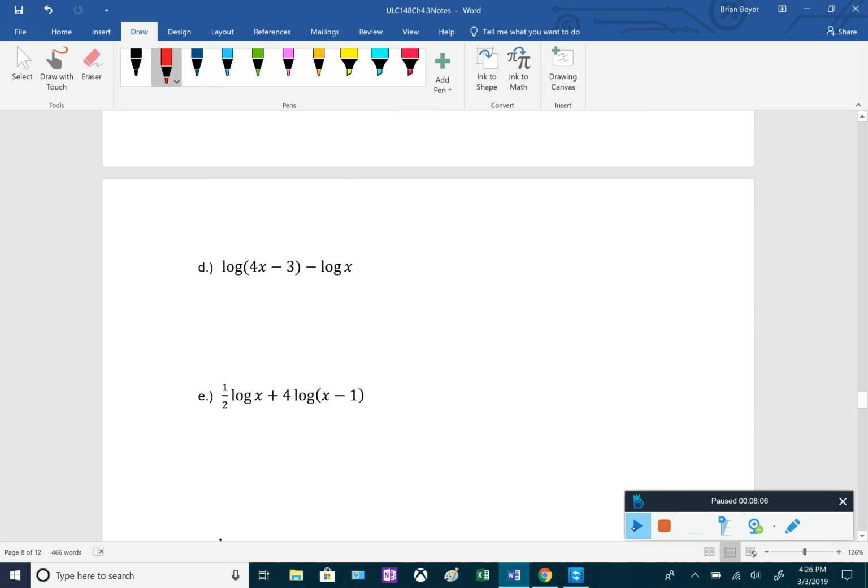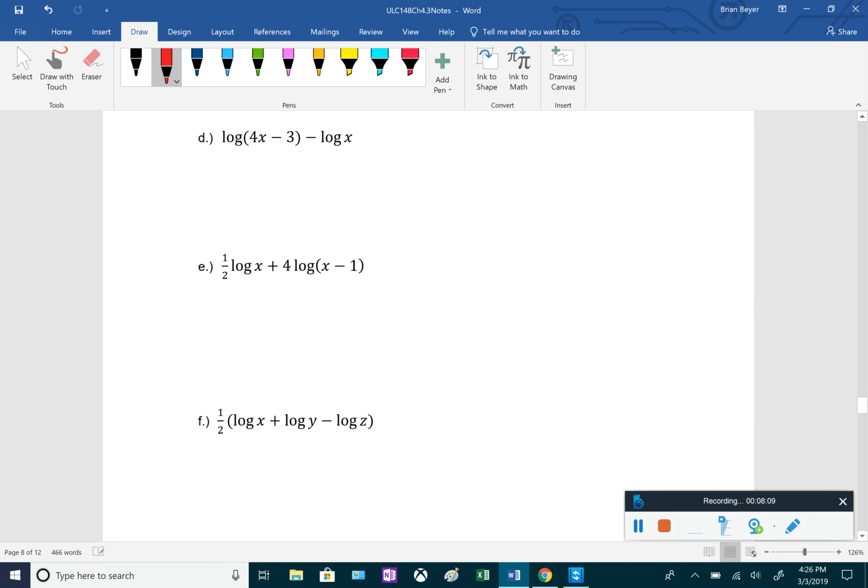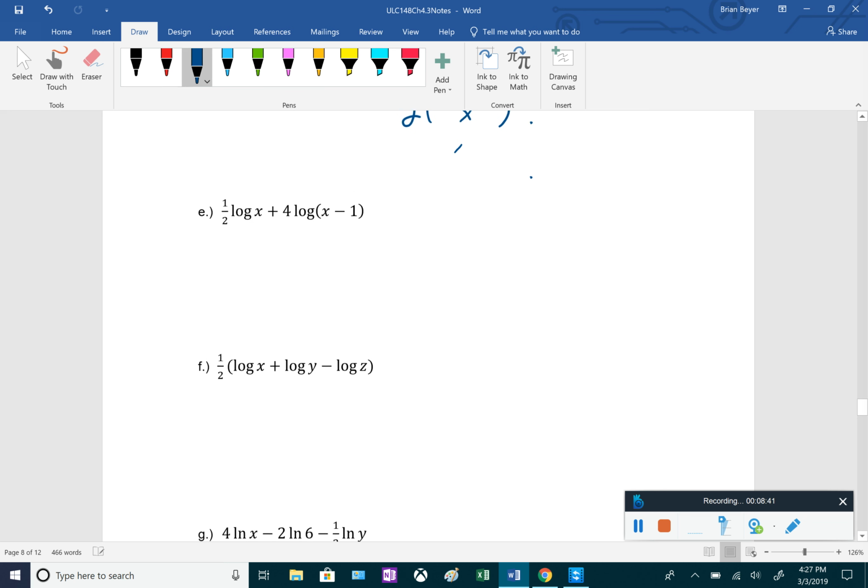Okay. So log of 4x minus 3 minus log of x. So we have 2 logs here. 4x minus 3 is one thing. So combining these into 1 log, we have subtraction, so it's going to be quotient rule. So the 4x minus 3 is going to be in the numerator, and then the x is in the denominator because the x was negative out front. Okay, and the next one.